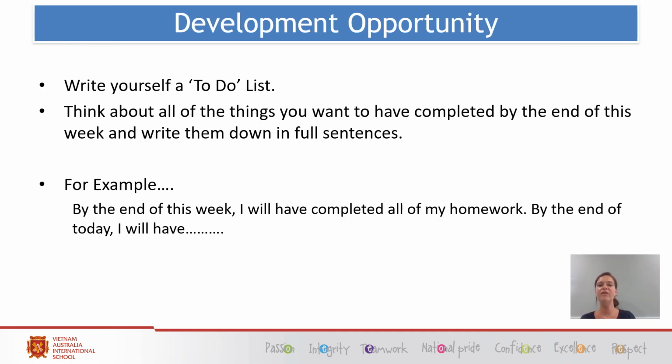Now, here I'm going to give you a development opportunity. So if you want to try and stretch yourselves even more, in the previous lessons I've asked you to think about when these perfect forms might be used. Now, this one, I would like you, if you choose to accept, to write down a to-do list. So I want you to think about all of the things you want to have completed by the end of this week and write them down in full sentences. Now, these things do not have to be real. The purpose of this exercise is to practice and consolidate what you've learned over these lessons.